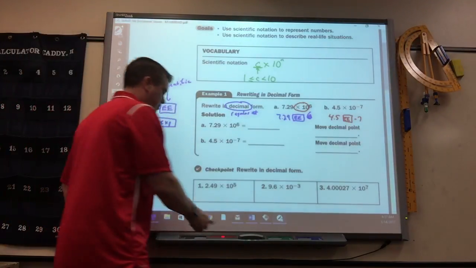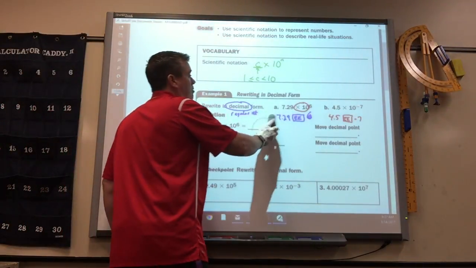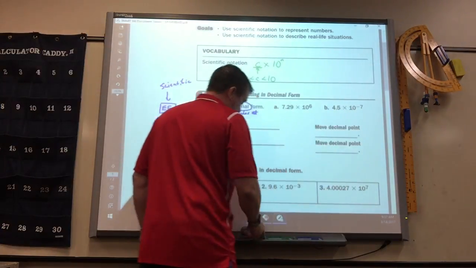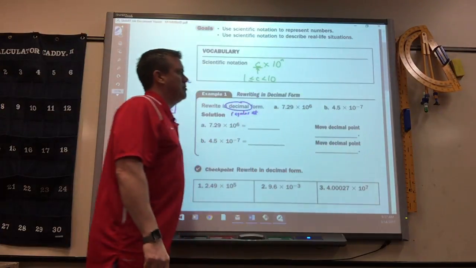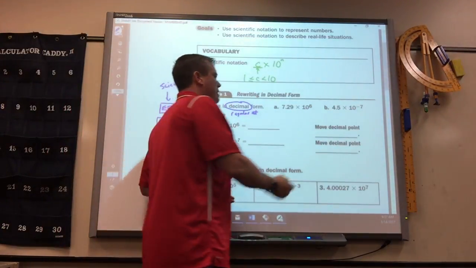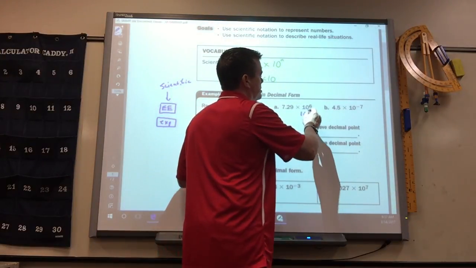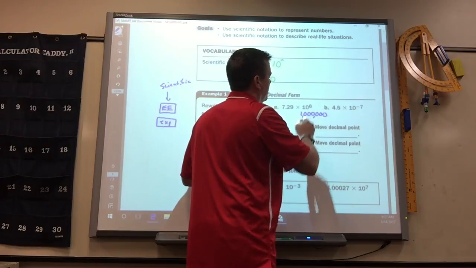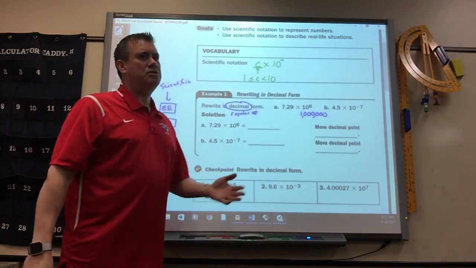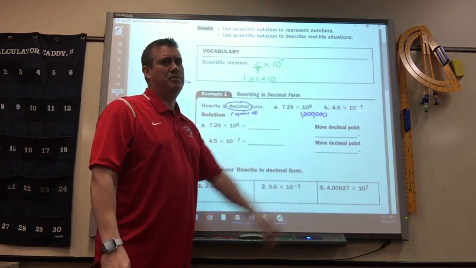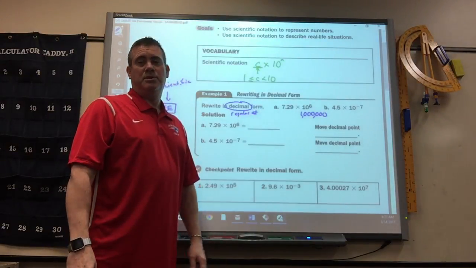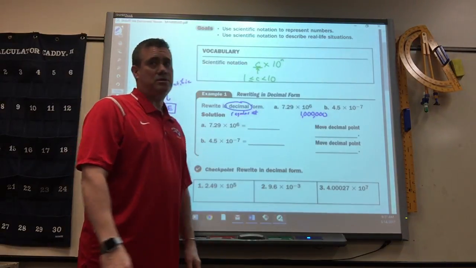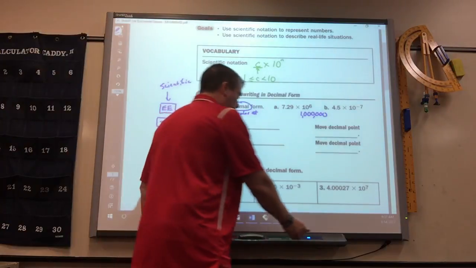That's the times 10. Now, there's a long way and a short way. These you won't need a calculator for. The long way is 10 to the 6th is a 1 with 6 zeros, which is a million. So you could just take 7.29 times a million. It would be 7,290,000.